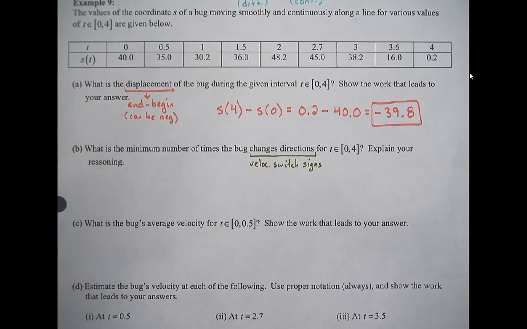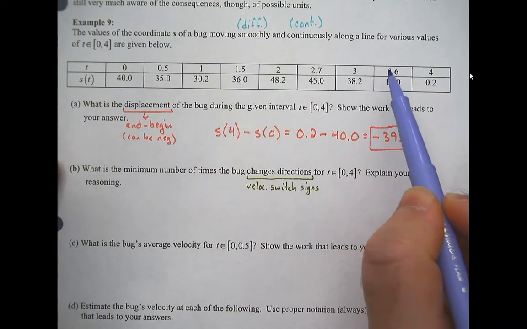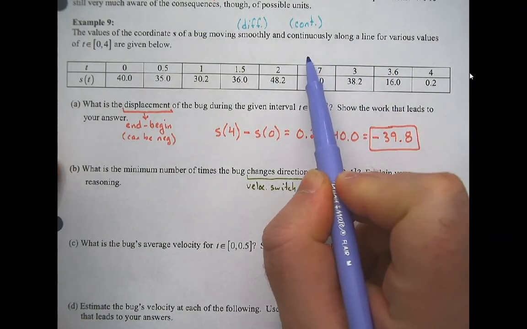That's the only way I can guarantee that my function, or sorry, that my particle, in this case a bug, changed directions. Anything else would just be kind of wordplay. It wouldn't be a way to prove that it happened. Okay, so I'm going to go up here and I want to make a little sketch of what's happening to this bug.